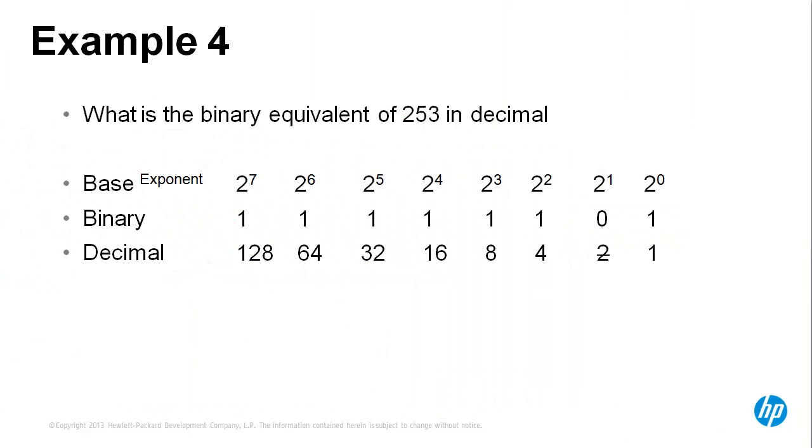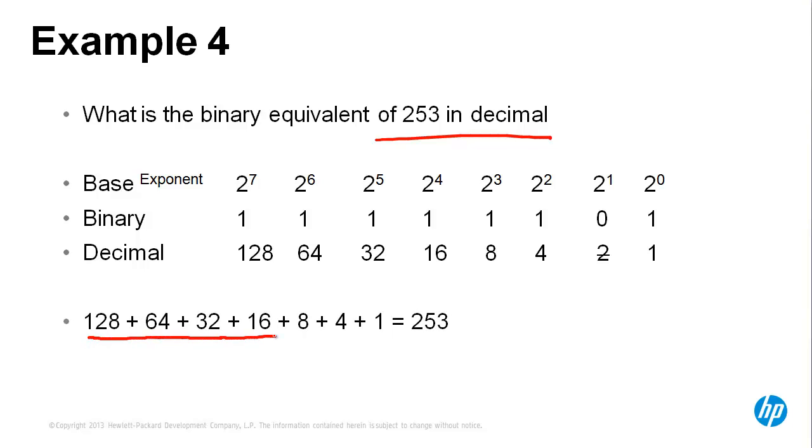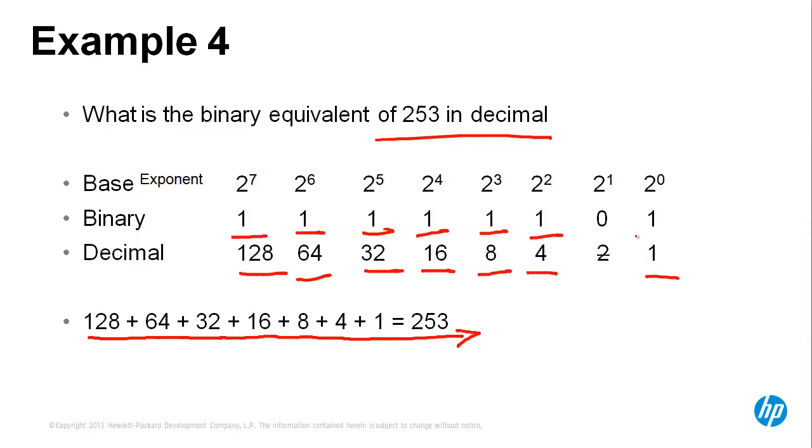Here's another example. What is the binary equivalent of 253 in decimal? Now 253 in decimal is 128 plus 64 plus 32 plus 16 plus 8 plus 4 plus 1. That gives you 253. So 128 means the first or most significant bit is set on. 64 implies the second bit is on. 32, the third bit is on. 16, the fourth bit is on. 8, the fifth bit is on. 4, the sixth bit is on. And 1, the last or least significant bit is on. 2 is set off in this example.